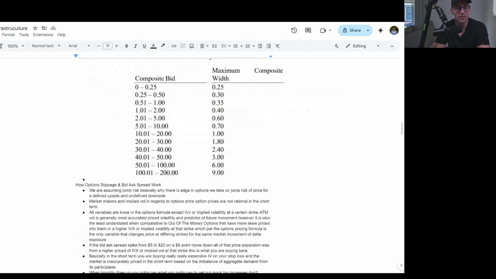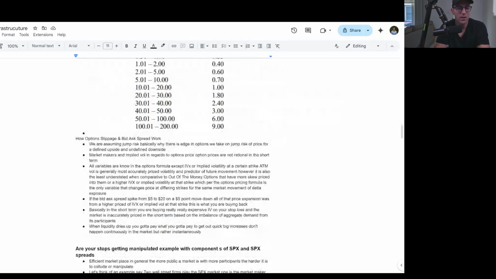So in regards to how the bid-ask spread works, we know that market makers are held to a certain width on that, and it helps us make our assumptions of what slippage could be. So in options, we are assuming the jump risk when we're short volatility. And in general, this is why options have edge, because we have a defined upside and an undefined downside, and we are not protected from instantaneous jump risks if the price goes from $3 to $10 instantaneously. So this is a good thing, and this is why we make money and why slippage exists.